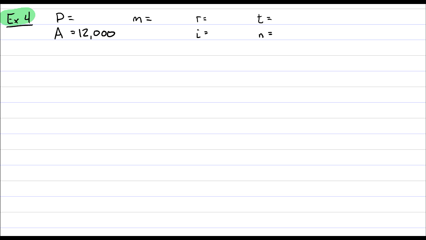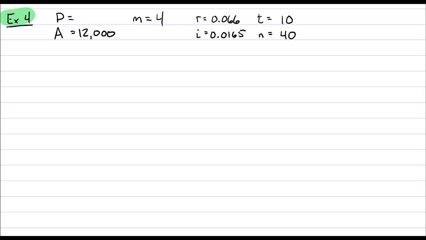The account they're investing this money in earns interest at a 6.6% annual rate, compounded quarterly. And they need this $12,000 10 years from now. So I can calculate I and N. I would be R divided by 4, so that gives me 0.0165. N is the number of compounding periods total, so that is 10 times 4, which is 40.